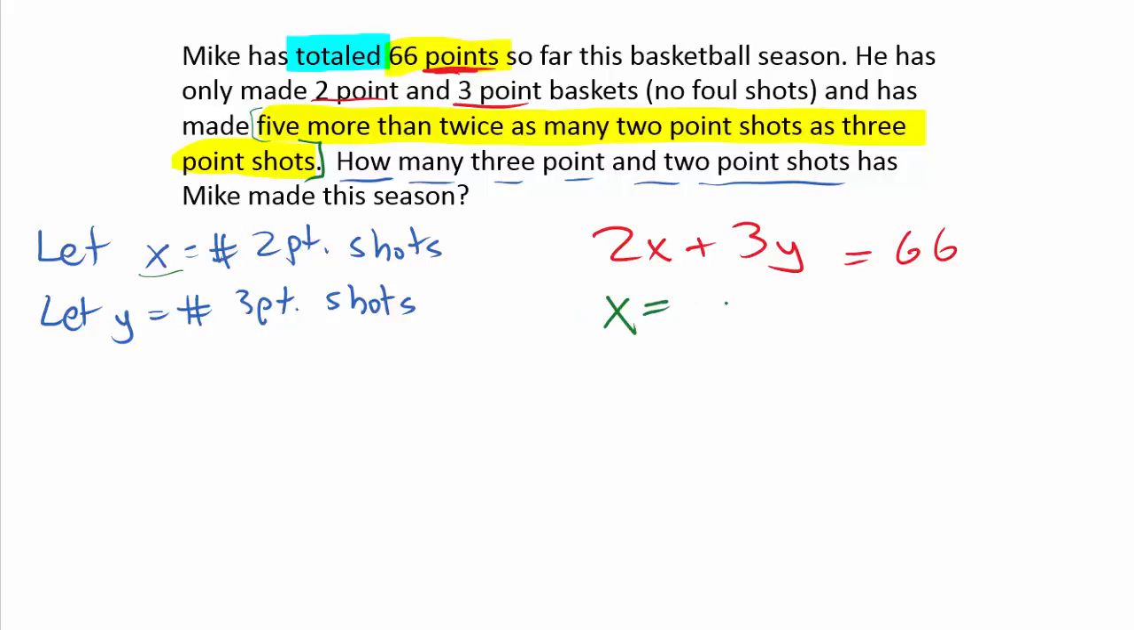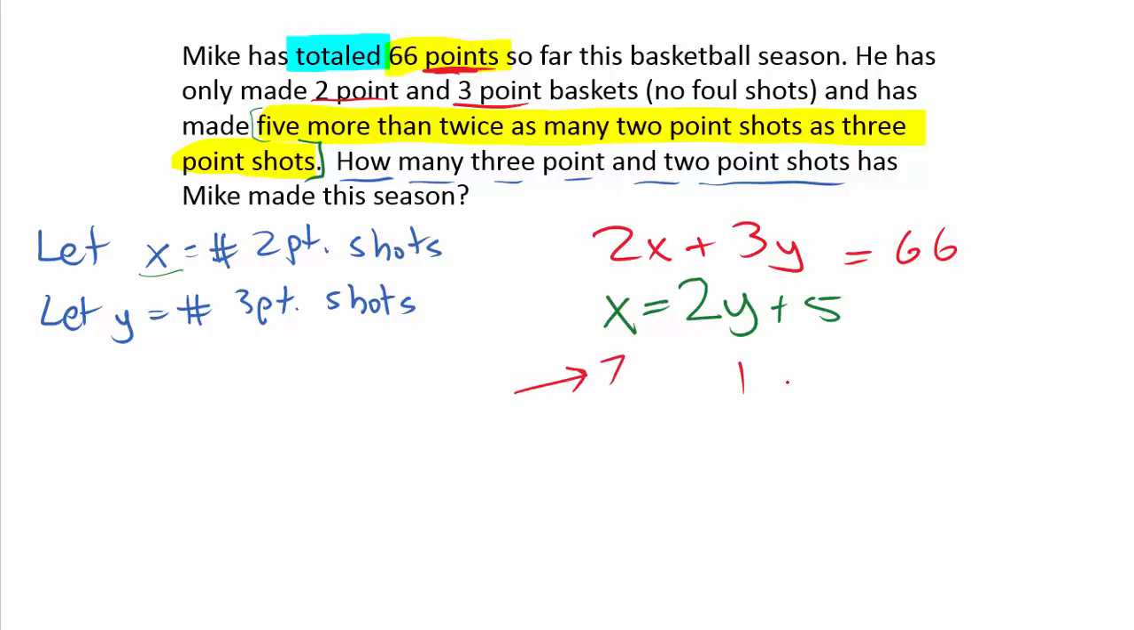The next thing I'm going to do is sneak a Y over here, and think about what I have to do to Y so that it equals X. And the key here is first we need 5 more than twice as many. So we need twice as many and then 5 more. So he's made 5 more than twice as many 2-point shots as 3-point shots. And if you're thinking that this is backwards, that the Y should be here and the X is here, here's a quick way to check your answer. Plug in, let's say, 1 for Y. Okay? If you take 2 times 1 plus 5, you get 7.